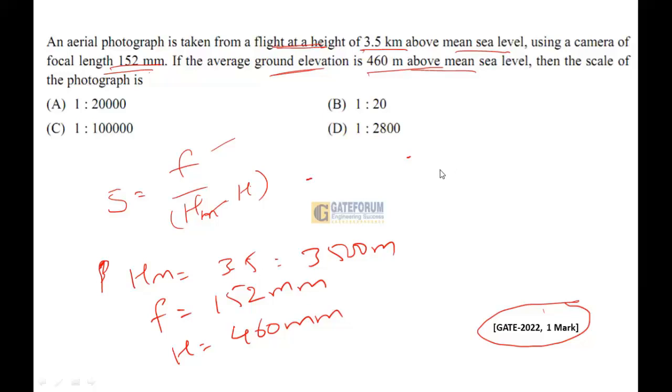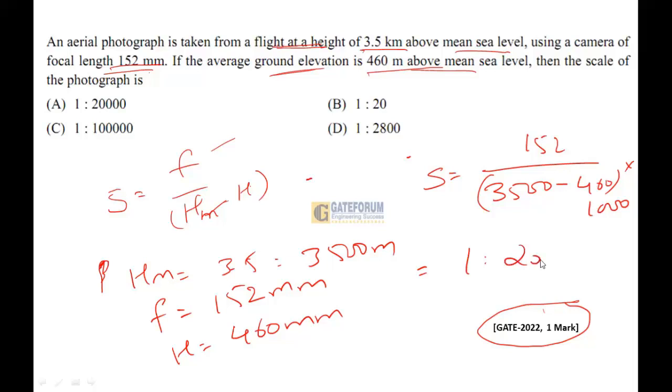If we substitute all this in the formula, S is equal to F by HM minus H. Here F is 152 mm, divided by 3,500 minus 460, into 1000. That is 1 is to 20,000, which is my answer. So why am I applying the 1000?